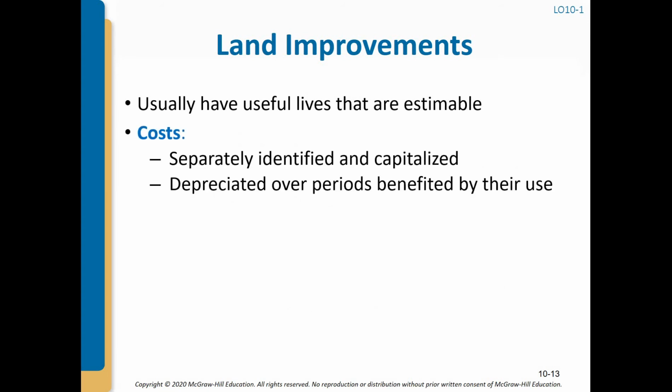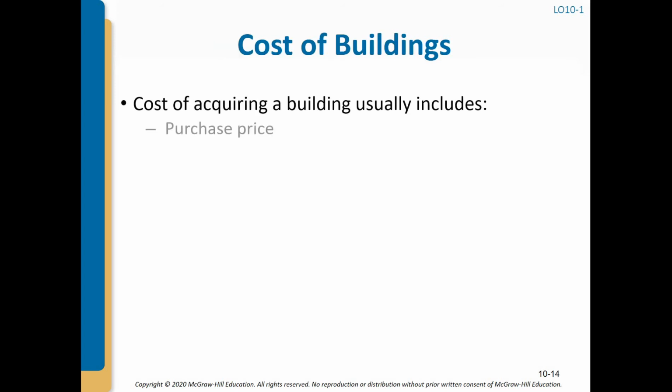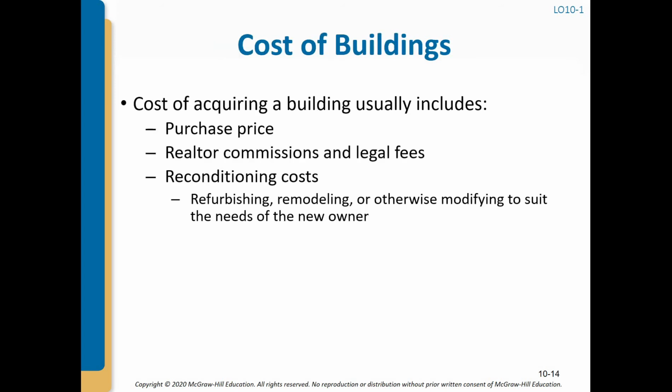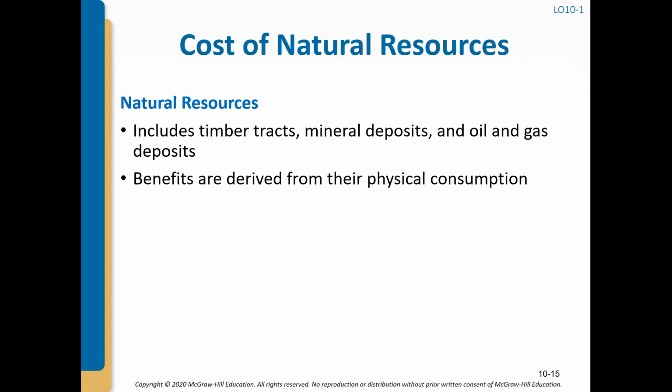Land improvements are separately identified and capitalized, and depreciated over the periods benefited by the use. Examples: cost of parking lots, driveways, private roads, fences, and sprinkler systems. Cost of building: purchase price, realtor commissions, and legal fees, conditioning costs. And the natural resources include timber tracts, mineral deposits, and oil and gas deposits.